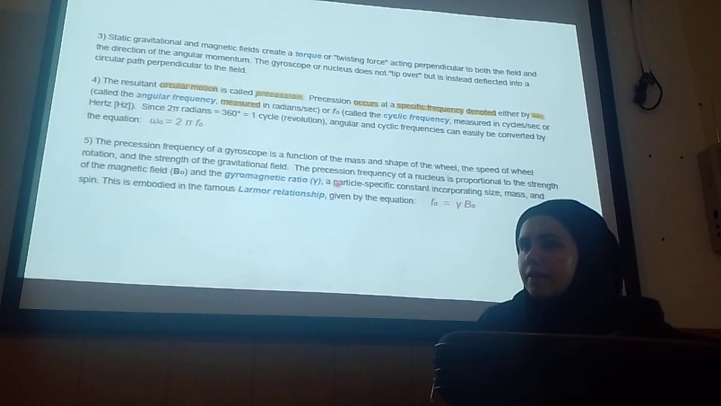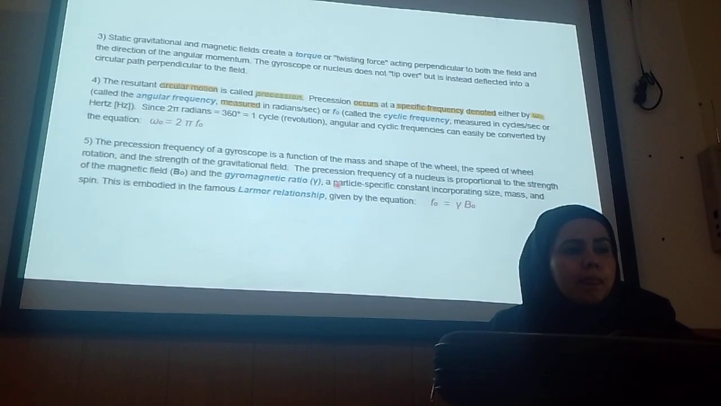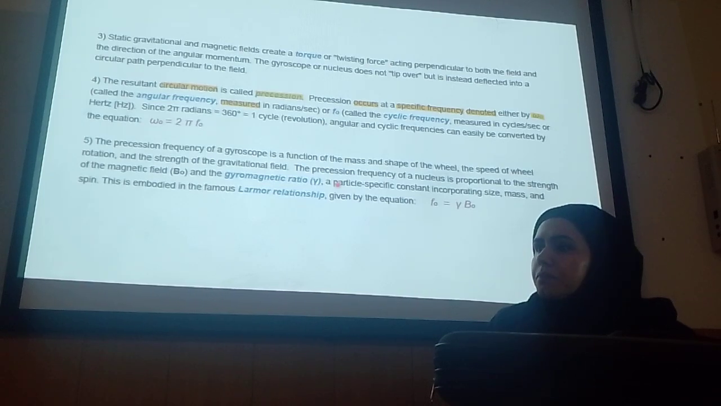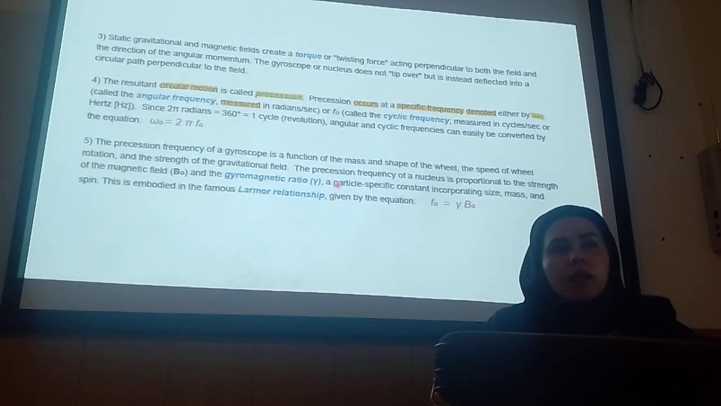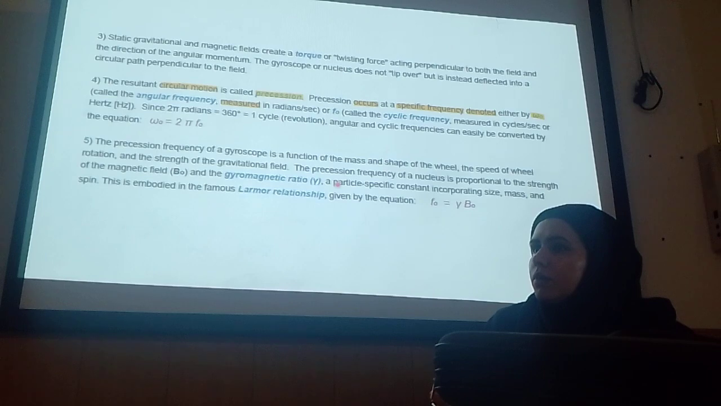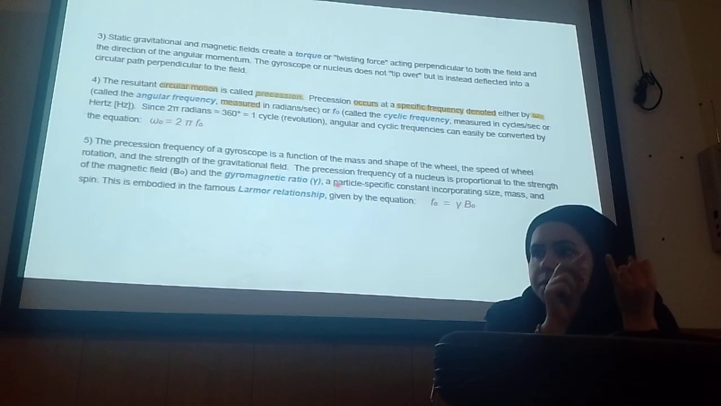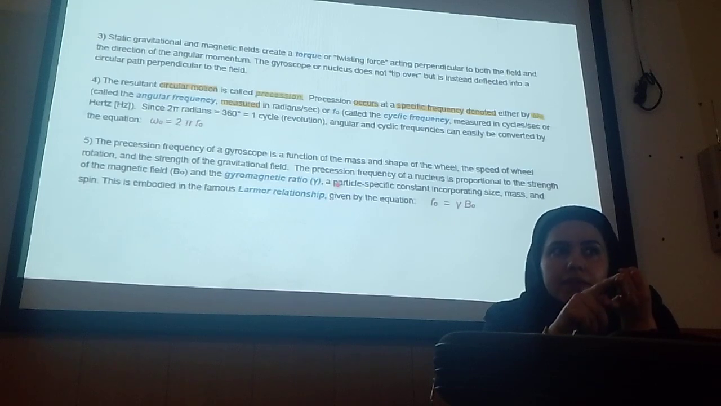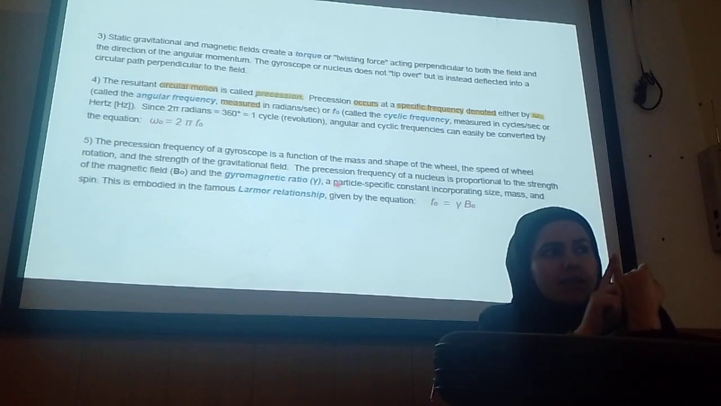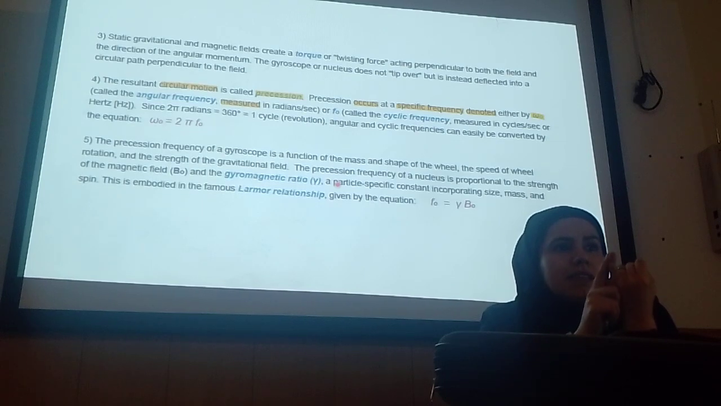So we don't have a homogeneous magnetic field within the volume. The precession frequency depends on two parameters: the gyromagnetic ratio and the external magnetic field. The externally applied magnetic field may be different at different locations.